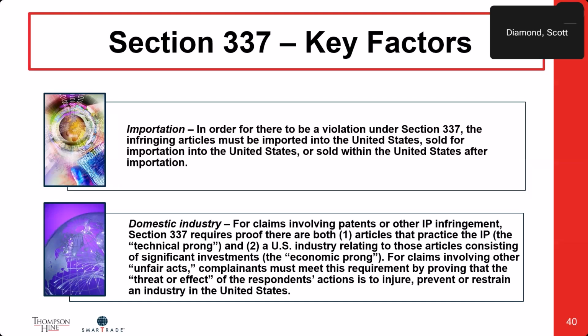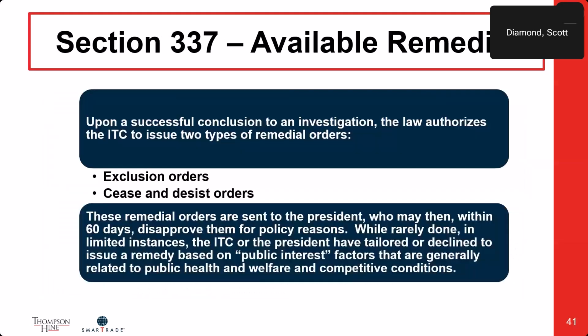And the second one is the domestic industries, the economic prong, and that covers ensuring that the domestic industry is actually making significant investments in its operations, and that includes plant and equipment, labor or capital, or activities such as investing for engineering, R&D, and patent licensing. Next slide, please.